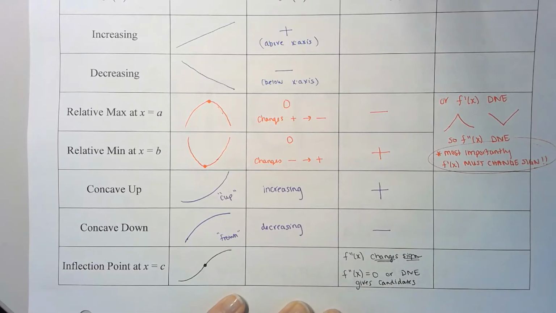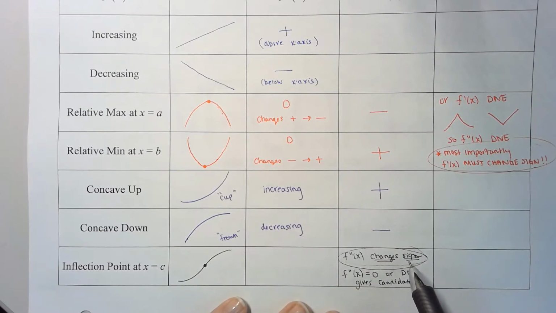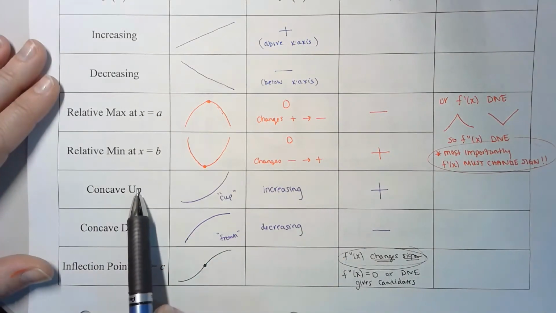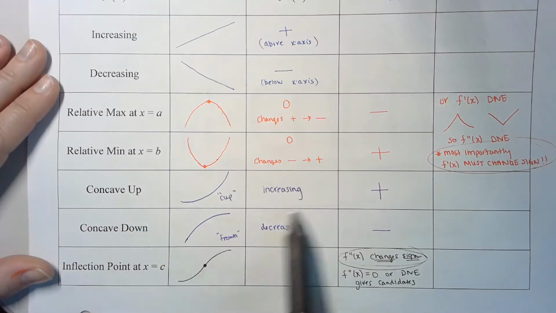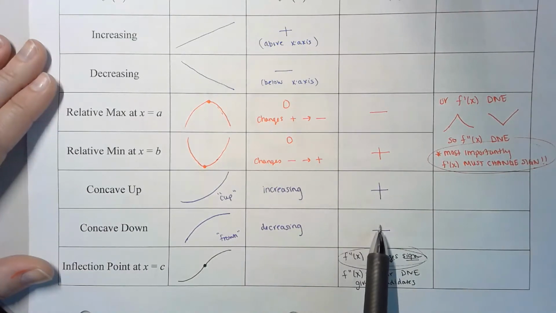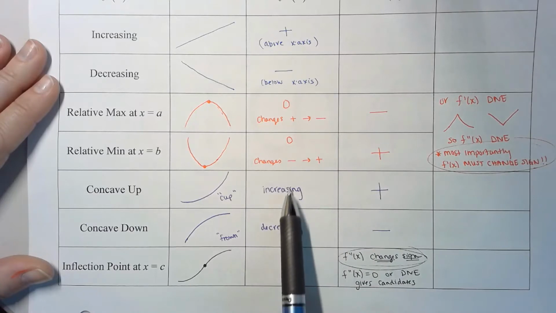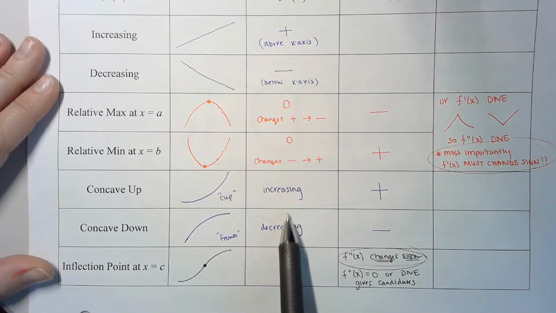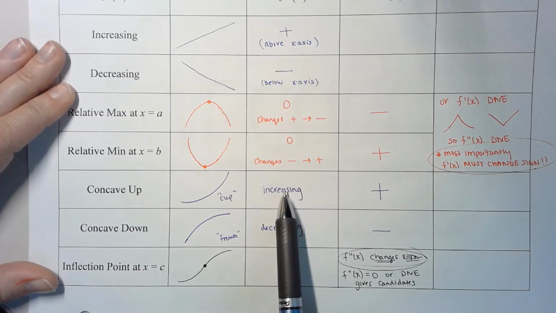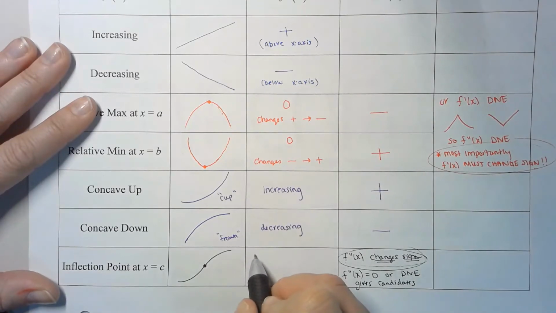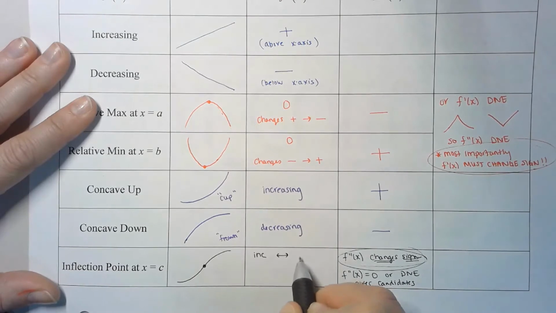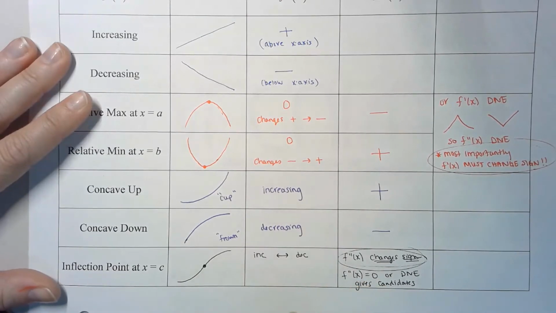That's going to give us our candidates for inflection points. Most importantly, the second derivative changes sign. Well, let's go back and fill in this box here. If we're changing concavity, that means our second derivative is changing sign, which means our first derivative is changing from increasing to decreasing or decreasing to increasing. Increasing turns into decreasing or vice versa.